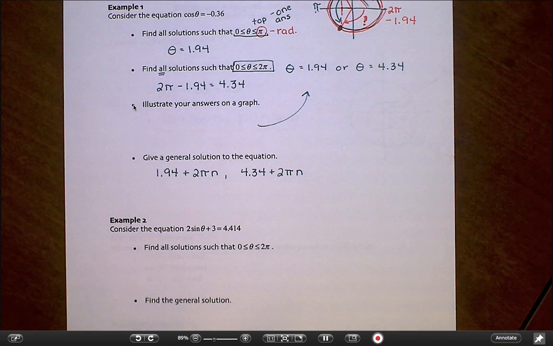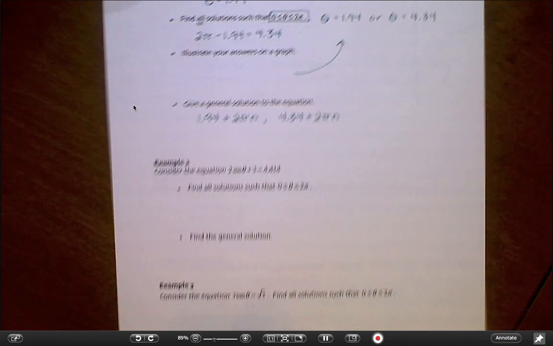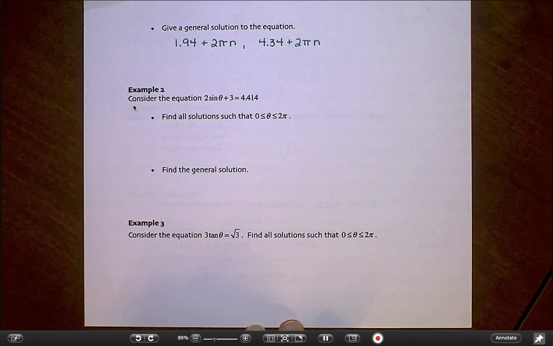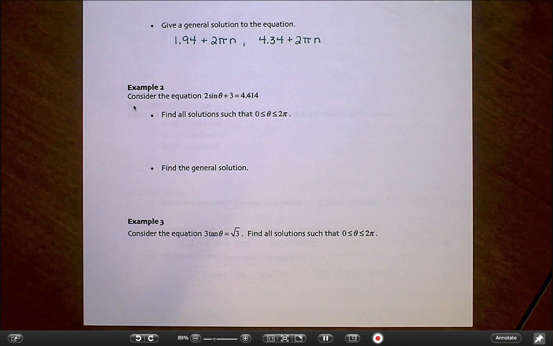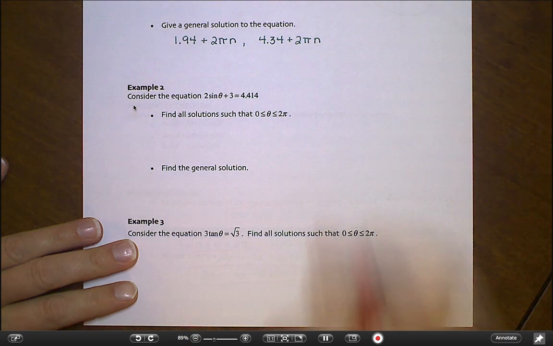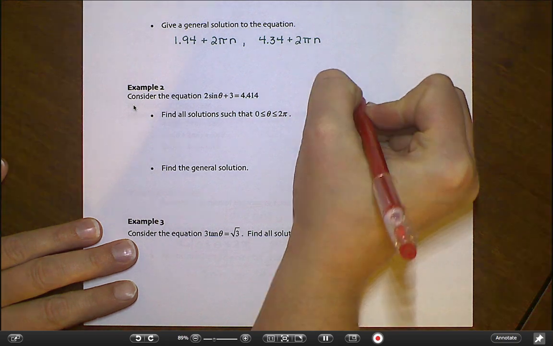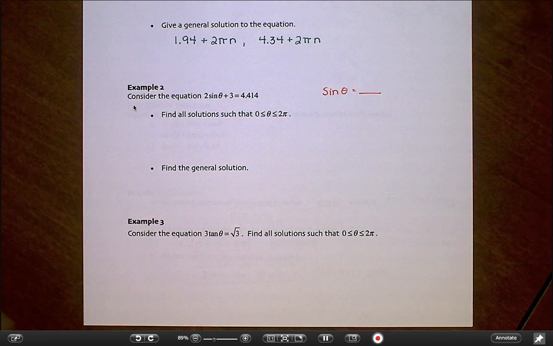Okay. Let's look at one where we have to do some actual solving here. Notice in this one, I've got some numbers I have to clear out of the way. So I have 2 times sine theta plus 3 equals 4.414. My goal here, before I start, is to get to a place where I have sine theta equals something, so I can start it like all the other problems.